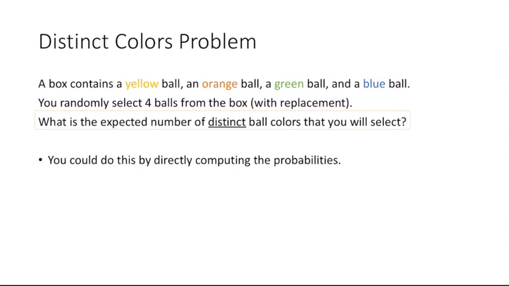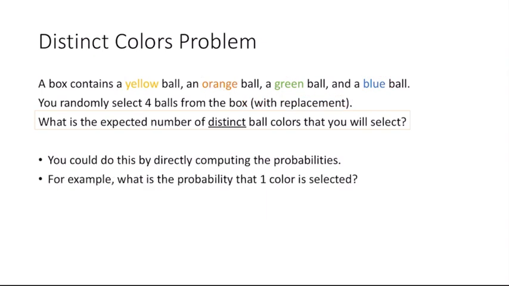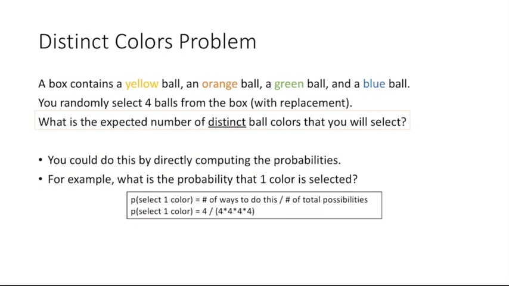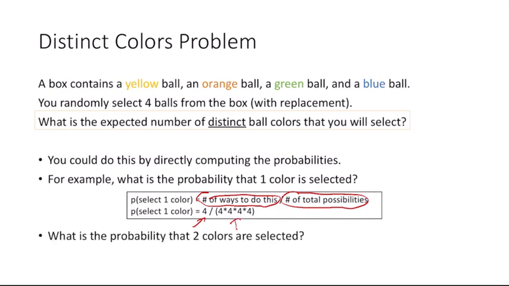So we could do this by directly computing probabilities. So for example, what is the probability that one color is selected? Well, the probability that one color is selected, let's just take yellow, for example. The probability that I selected yellow 4 times in a row is 1 over 4 times 1 over 4 times 1 over 4. And there are 4 different ways that I could do that. So I could do all yellow, all orange, all green, or all blue. So the probability of selecting one color is the number of ways that you could select one color divided by the total number of possibilities. Well, there are 4 different ways I could select one color, and there are 4 to the 4th power possible sequences of ball colors that I would select. So that one's not so bad.